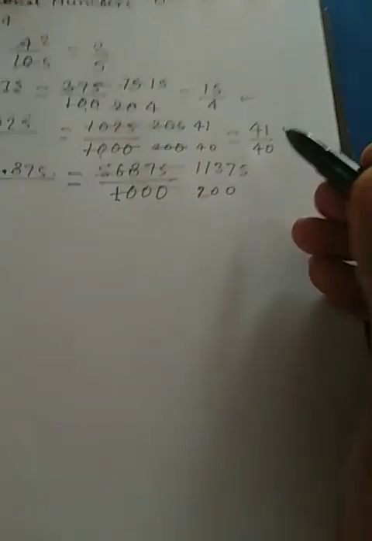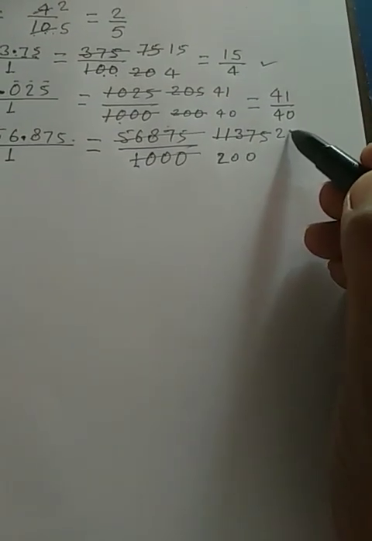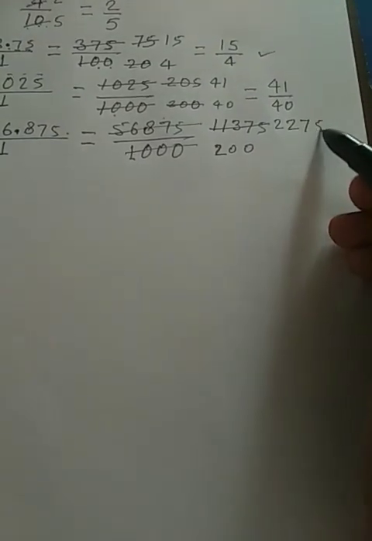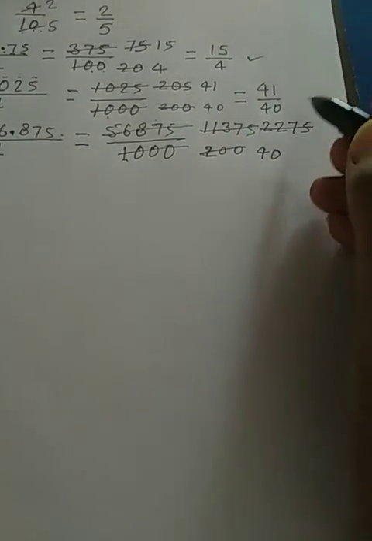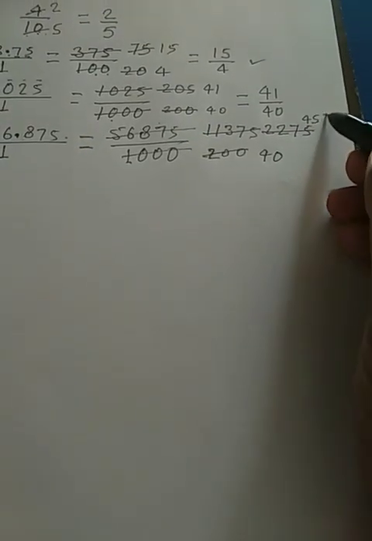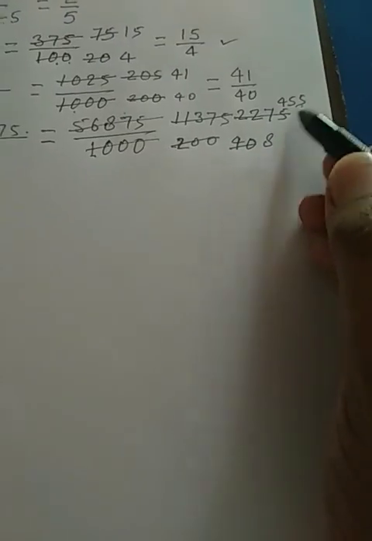5 times 1 is 5, 5 times 3 is 15, 5 times 7 is 35, 5 times 5 is 25. Now it is also reducible by 5. Again 5 twos are 10, 5 sevens are 35, 5 fives are 25, 5 fours are 20. Again it is reducible. Now you can write it as 455 by 8.